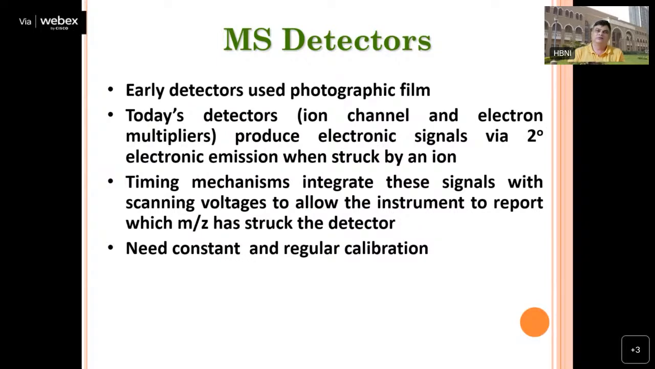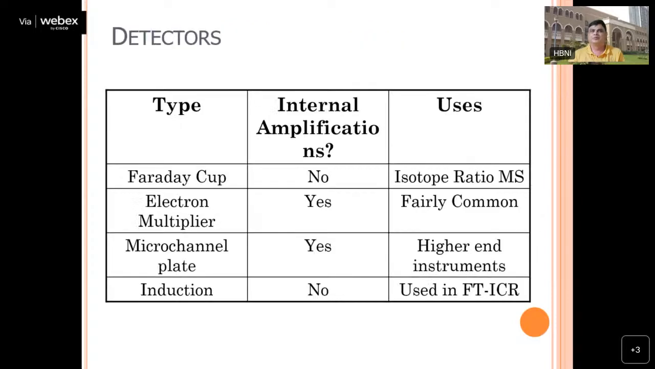As for detectors, in the early stage they were only photographic films, but today detectors produce electronic signals through secondary electron emission when struck by ions. A timing mechanism integrates this signal with the scanning voltage to allow the instrument to report which m/z has struck the detector. This requires a constant and regular calibration. Then the detectors are Faraday cups, electron multipliers, micro channel plates, and induction detectors.